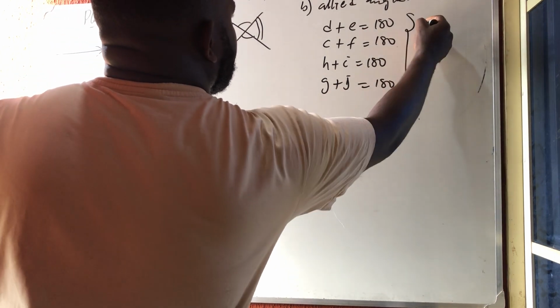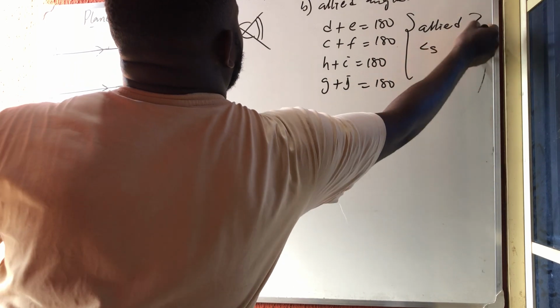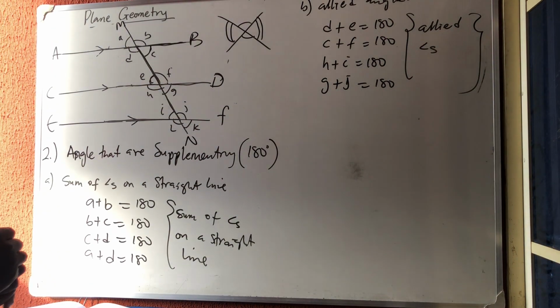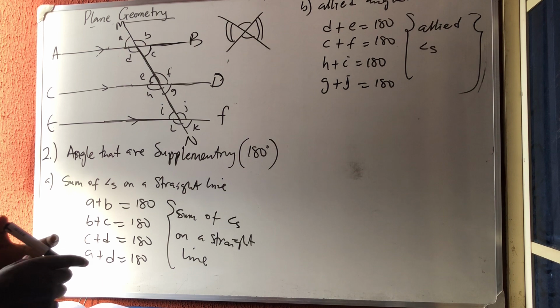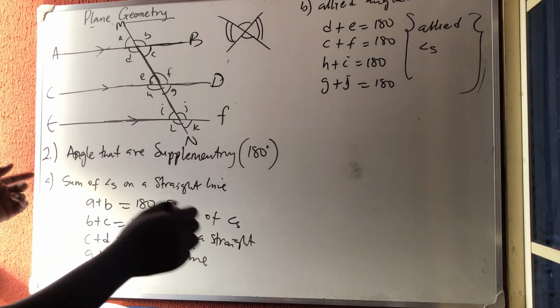And my reason for this is what? Allied angles. Okay? So that is that for sum of angles, supplementary angles. But there's another one that is called complementary angles.